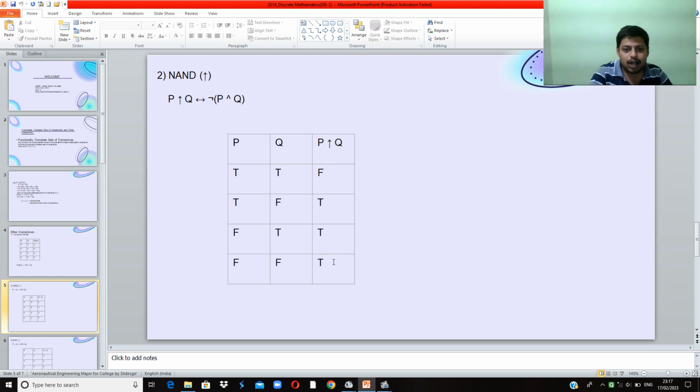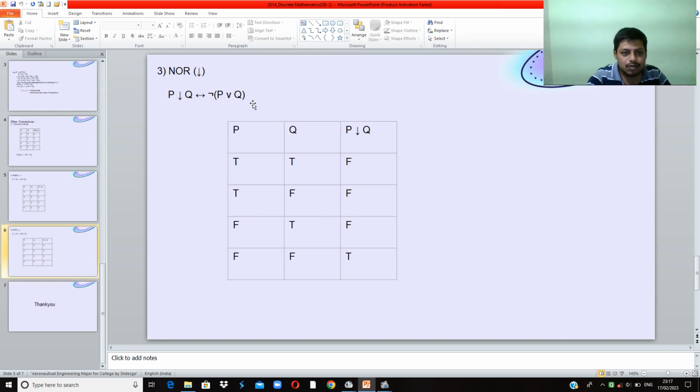We know the outcomes of and. When both values are true, the outcome is true. Here we take the negation of that: if both values are true, it is false. When one of the values is true and the other is false, in the and case we get false, but here we get true. So this is the opposite of and, so it is equivalent to not of the bracket P and Q.